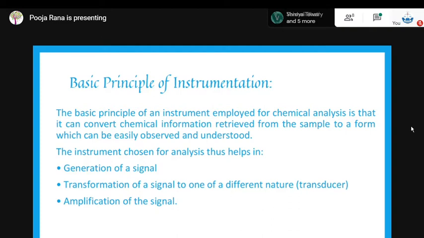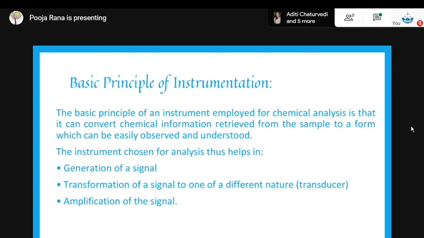All right. Now, the basic principle of an instrument employed for chemical or biological analysis is that it can convert the information which it has received from the sample to a form which can be observed and understood. Or simply put, the information is taken from the detector, and later on it is displayed in analog and digital form, so that we can understand and interpret the result.